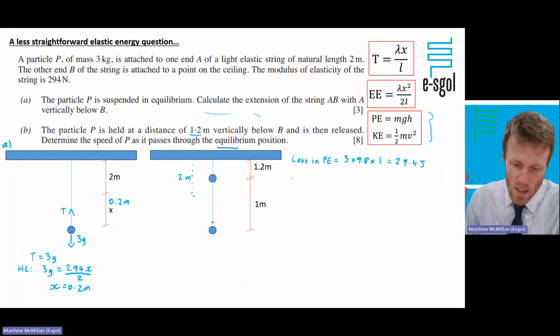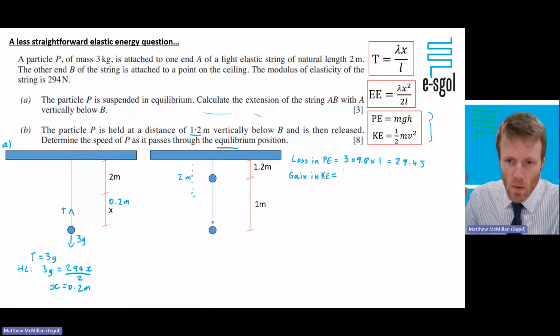Now, at the start, it doesn't have any kinetic energy because it's held at rest. But we are going to get a gain in kinetic energy. So the gain in kinetic energy, well, that's half mv squared. So a half times 3 times v squared. That's 3 over 2 v squared.